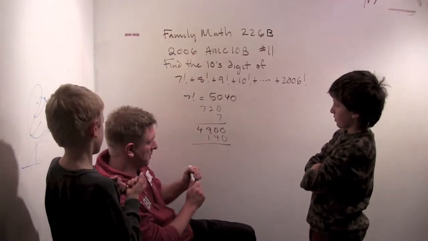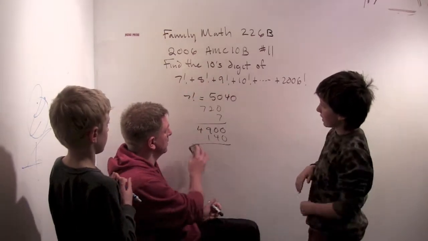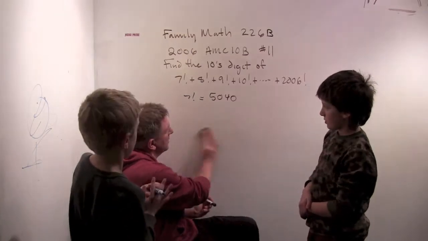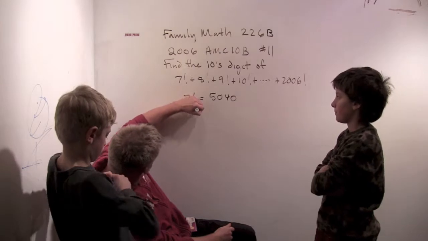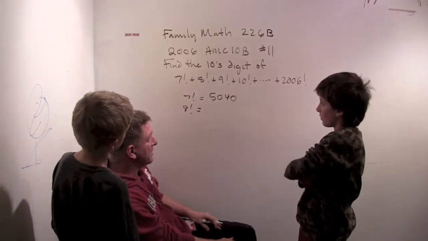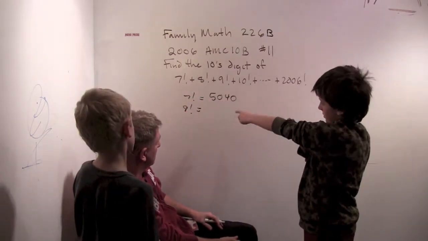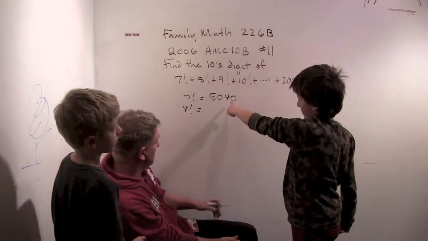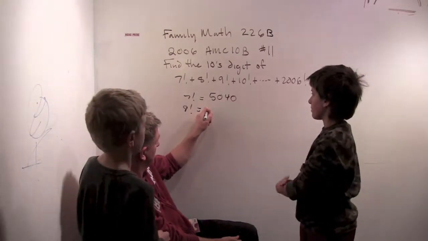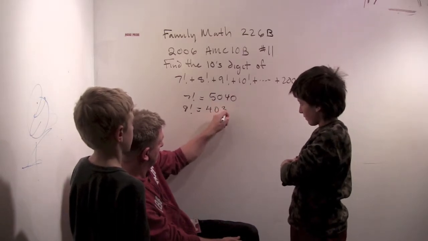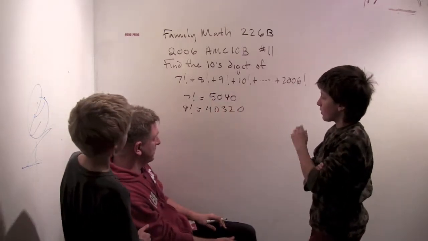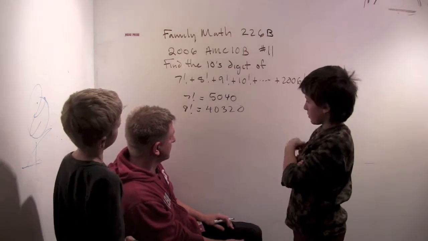Plus 8 factorial. We just have to multiply that by 8. Okay, 8 factorial: 5,040 times 8. Well, it's going to be 40,000 and then from that, 40,320. Okay, now we have to add them.